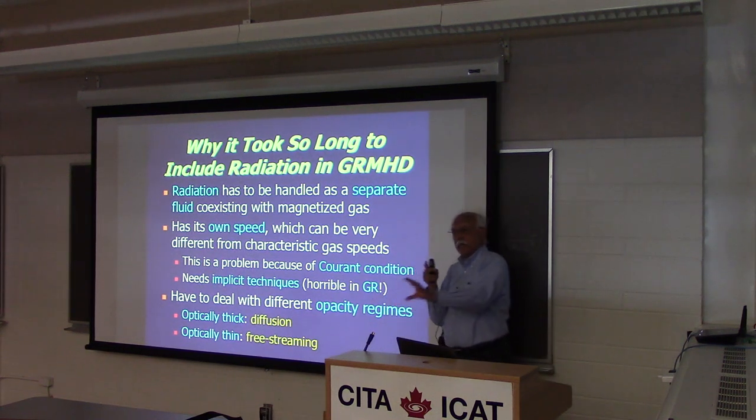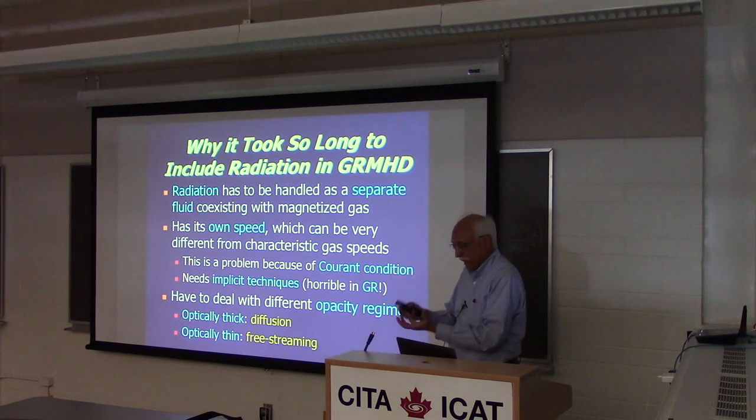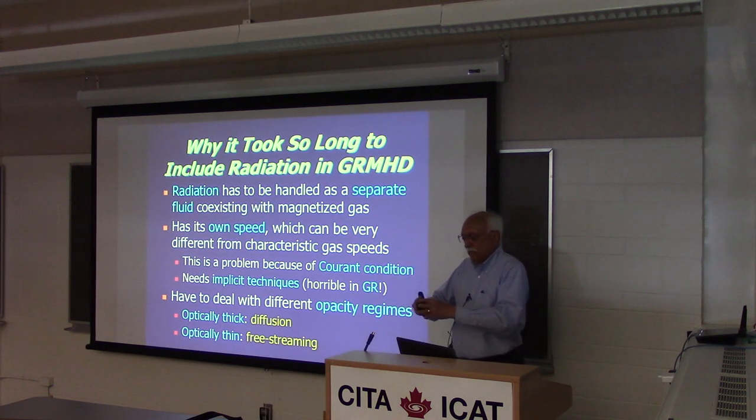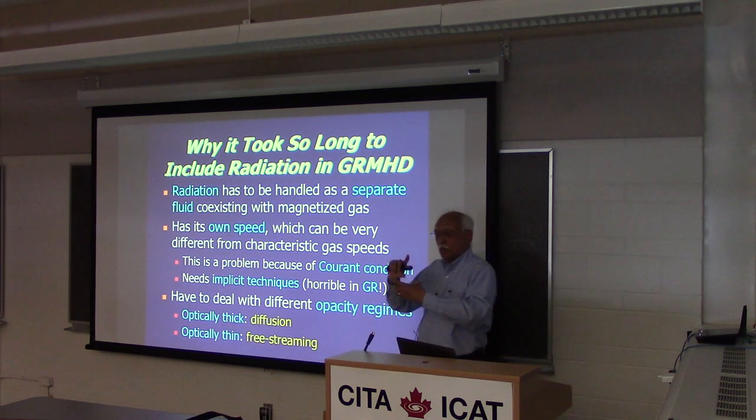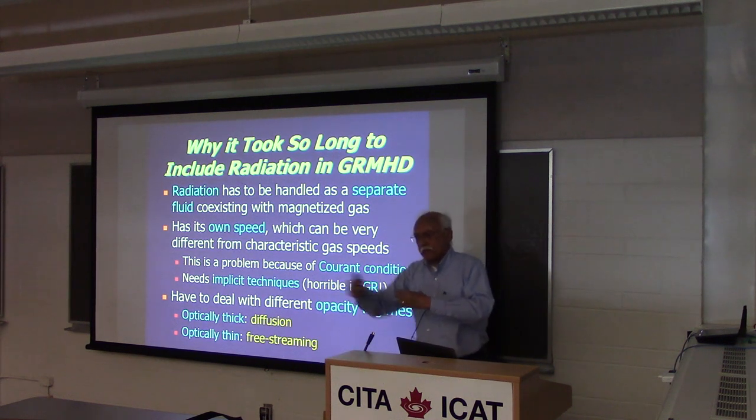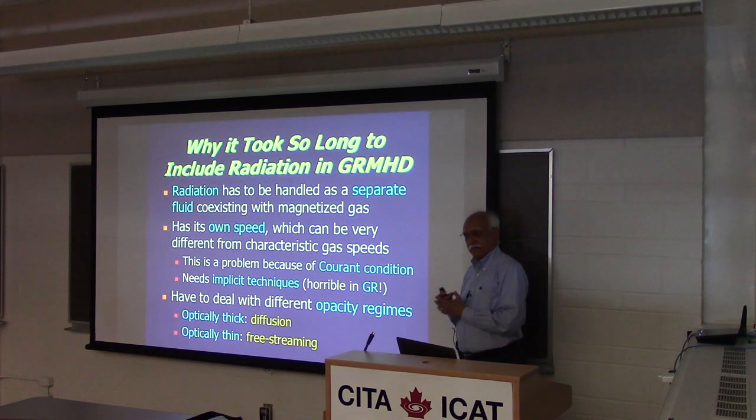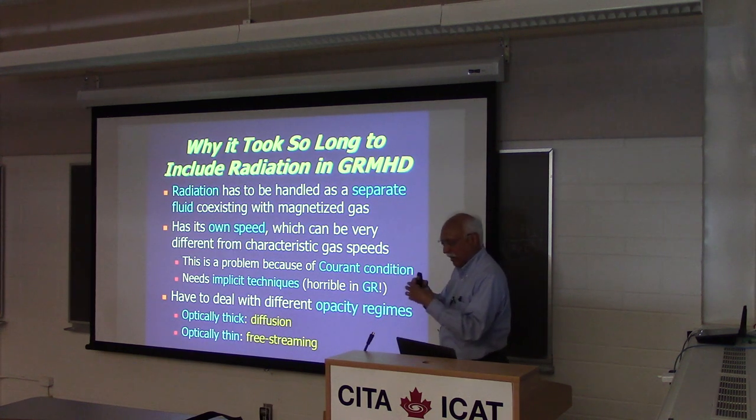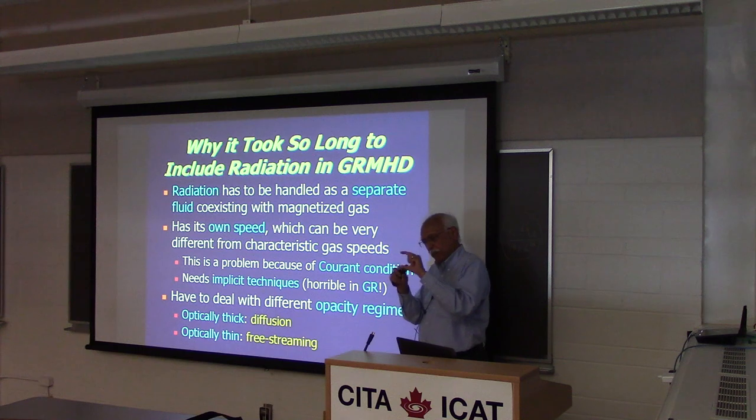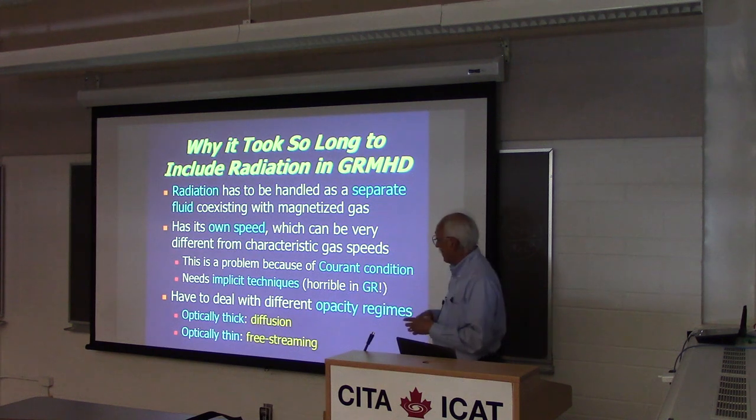So Courant condition, I'm sure you all know about this. I've got some signal propagation speed in my medium. I don't want to use a time step too large, because if my signal can propagate across several cells in one time step, all sorts of numerical instabilities come in. So to be numerically stable, I need to use a small enough time step so that signals don't go more than some fraction of a cell, not multiple cells, okay?